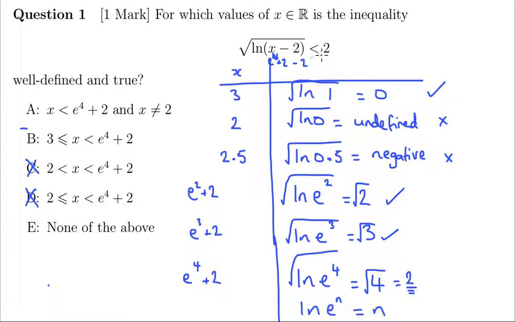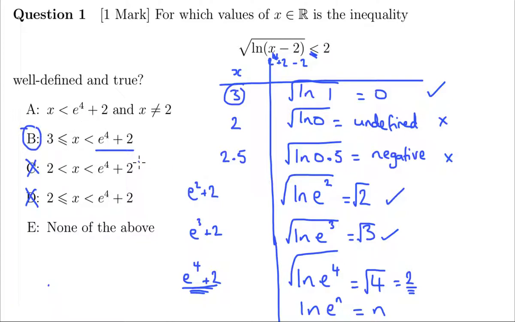I need my answer to be less than 2. So anything between 3 and up to, but not including, because it's not got an equal to sign, e to the 4 plus 2, that's my range of answers. Those are all the numbers that work. So B is right, because that's the upper limit. That's what they've given us there. So it is B that's going to work.